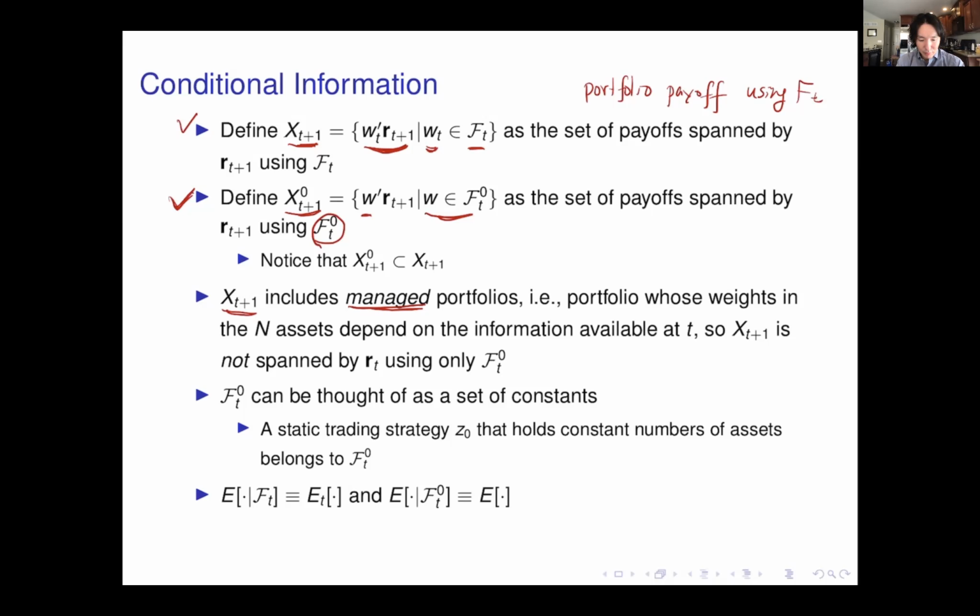From now on, I will use this notation. Okay, so whenever I have expectation like this, and this is the expectation taken with respect to the F0 information set. What's the meaning of that? This is the usual unconditional expectation. Whereas this means conditional expectation using the information that is known up to time t.